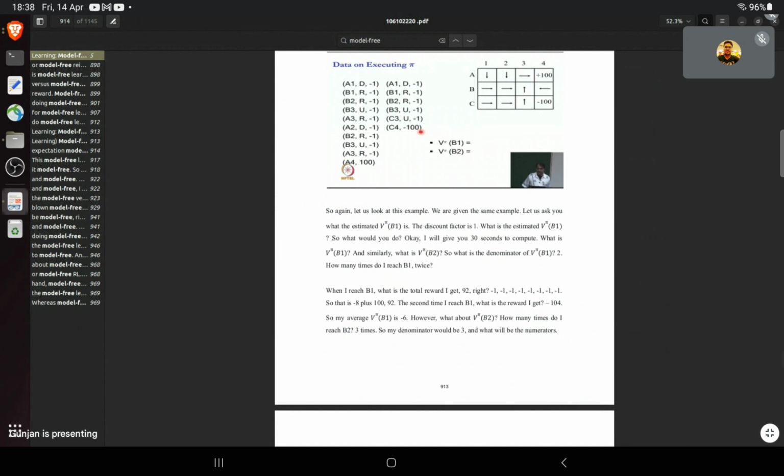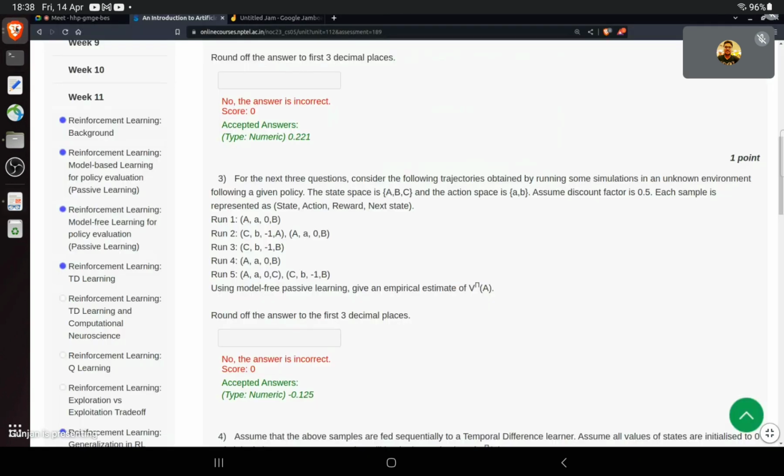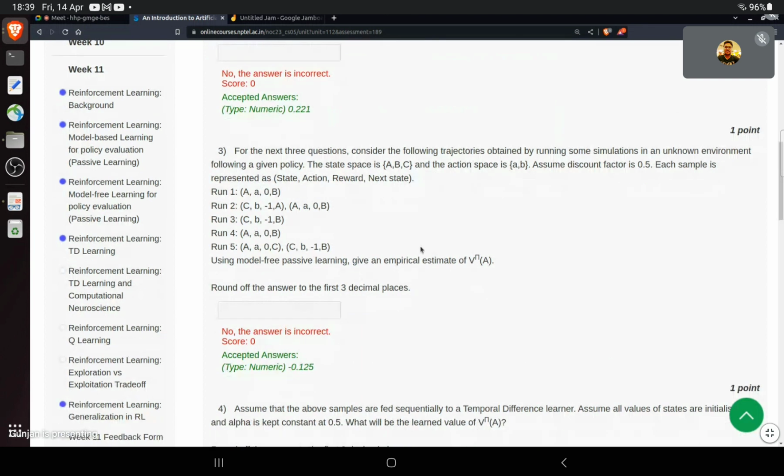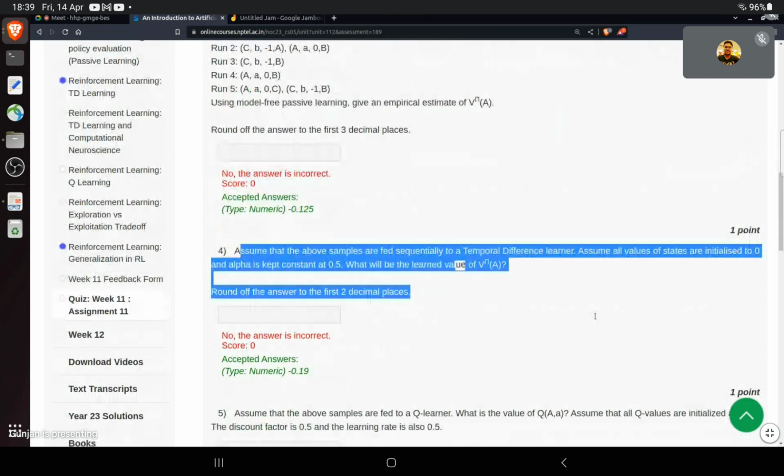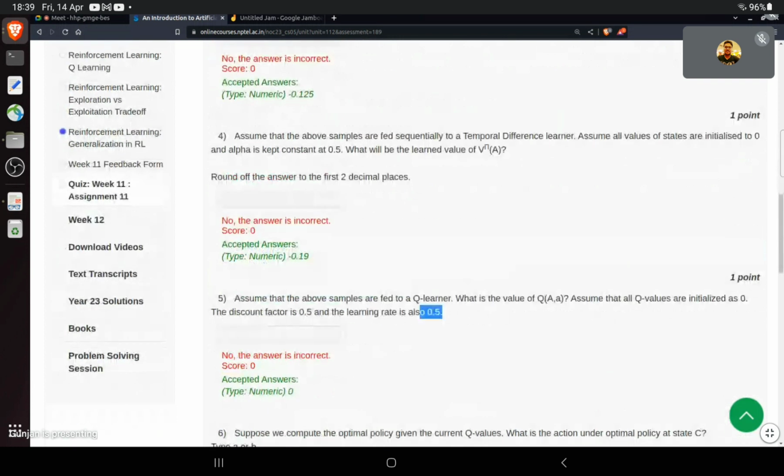But what is in our problem? In our case, the next state is clearly specified, and there are two samples in one run. That is fine. You can ignore them. They specified the samples only because later they wanted to give you the temporal difference learner and Q learner question.